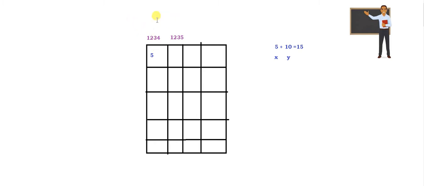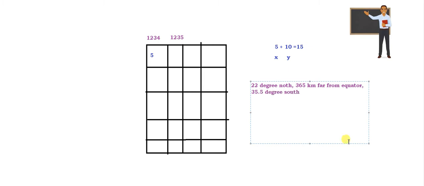So what will we do? Like you live in a location, right? To represent your location, you could say 22 degrees north, 365 kilometers from the equator of the earth, and 36.5 degrees south, like that. Do you explain your home address like that? Of course not, because it's very difficult to understand. So what you explain is, for example, I live in Kolkata, India.